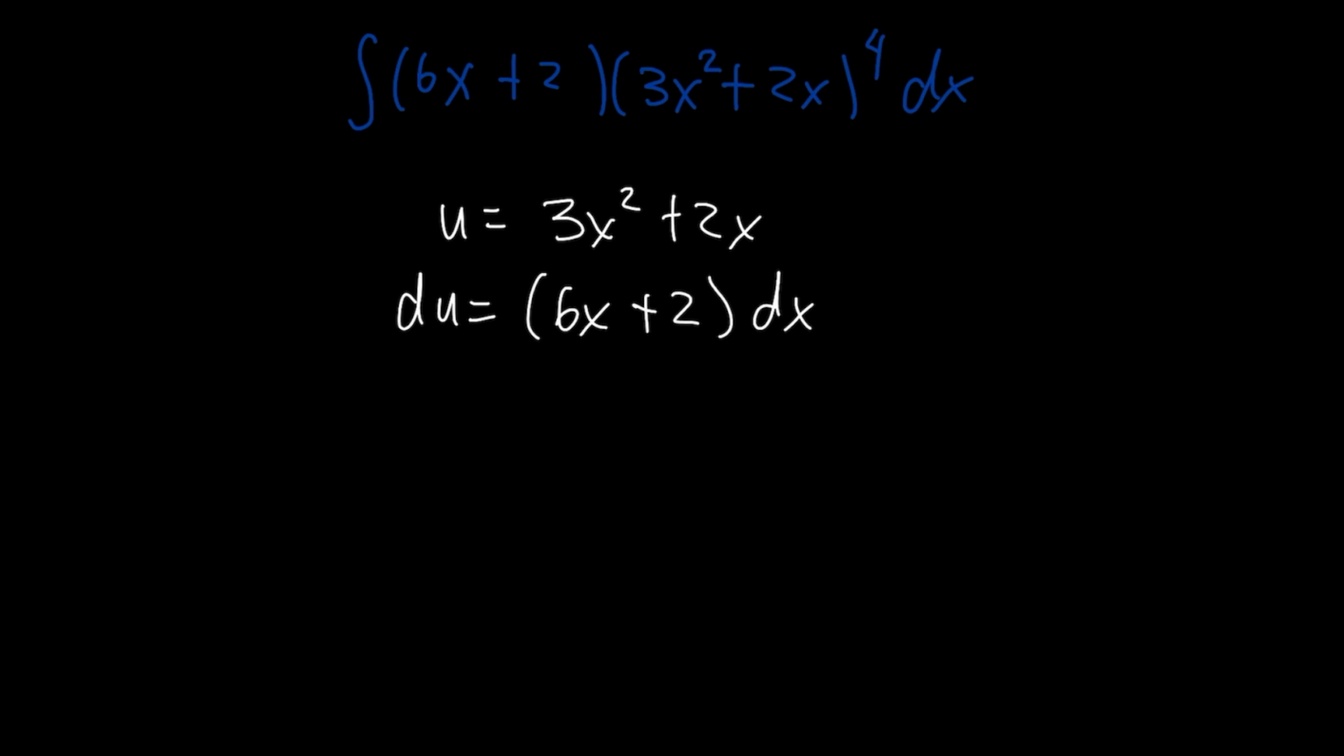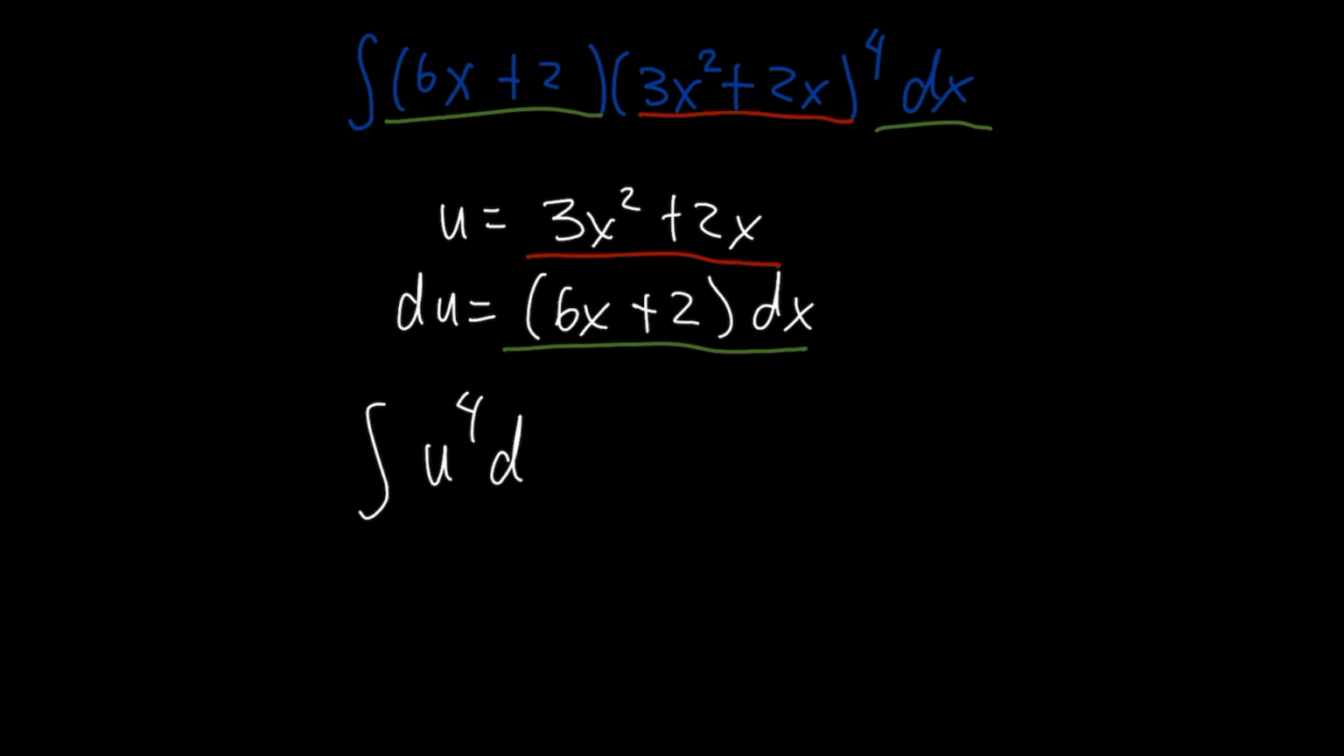And we can notice that this term here is equal to this, so we can replace it with du. And also, 3x squared plus 2x is the same as this, so we can replace it with u. So we can rewrite the expression as the integral of u raised to 4 du.